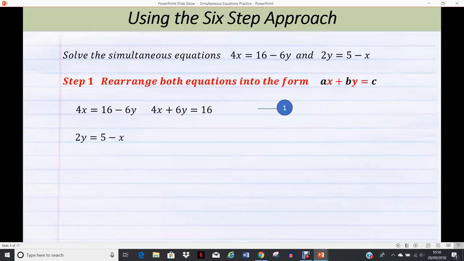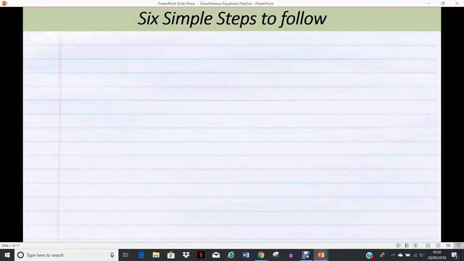2y equals 5 minus x. We're going to bring the minus x over the equal sign to become a plus x, together with the 2y on the left hand side equals 5. We're going to label that equation 2. Then we're going to move on to the next step.